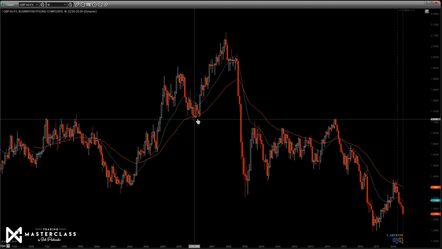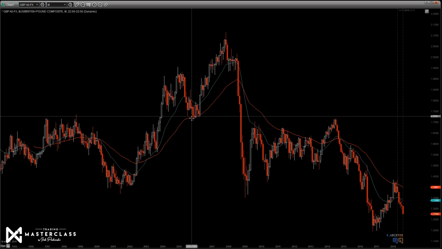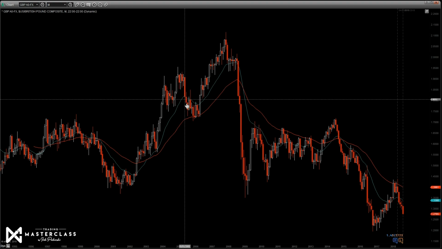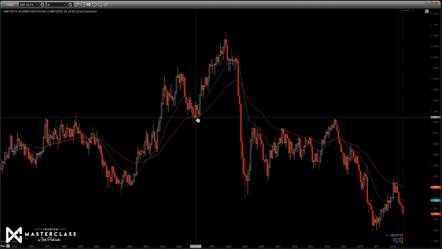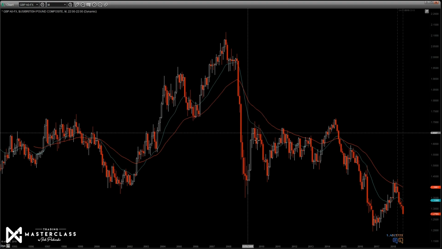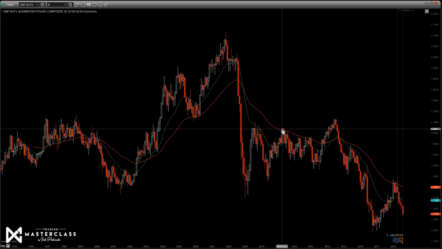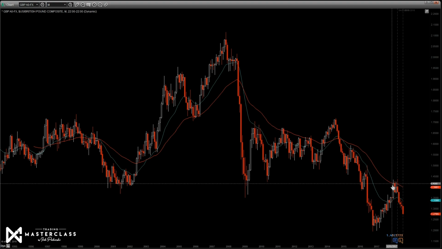Like right here, you can see that it was a perfect representation of this dynamic support level. Sorry, the EMA acted as support. In this case right here, the EMA acted as resistance. Same thing right here, the EMA acted as resistance. So that is a dynamic support and resistance level.